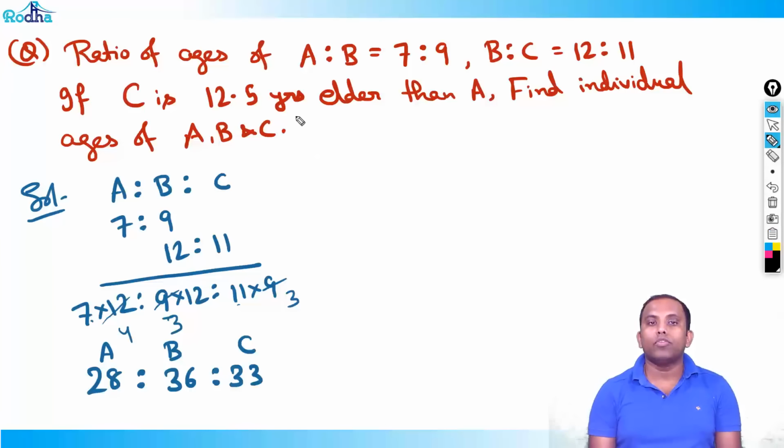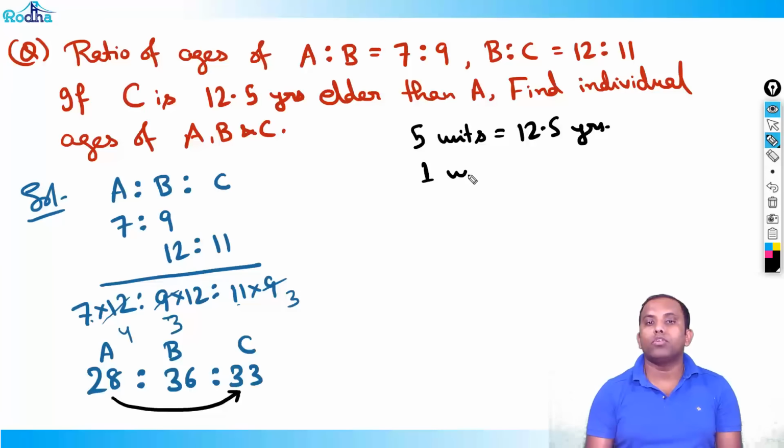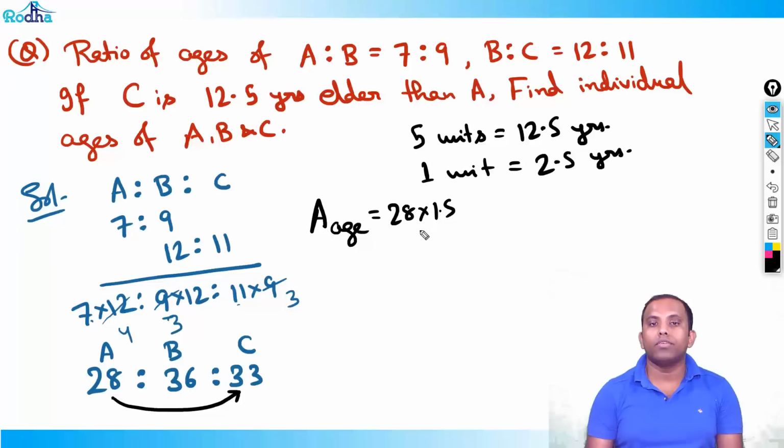Now C is 12.5 years elder than A. So C is 5 units of the ratio elder than A. So 5 units of the ratio is equal to 12.5 years. That means 1 unit of the ratio is equal to how much? 2.5 years. That's it. So you got the age of A now. The age of A is 28 units, so 28 into 2.5 years. 28 into 2.5 is 70 years.